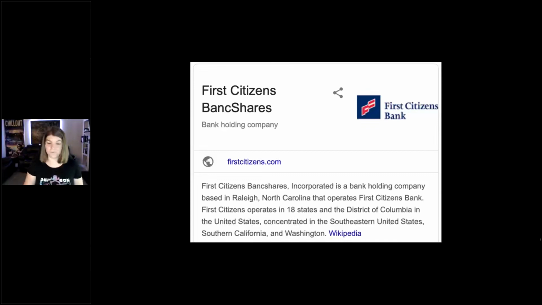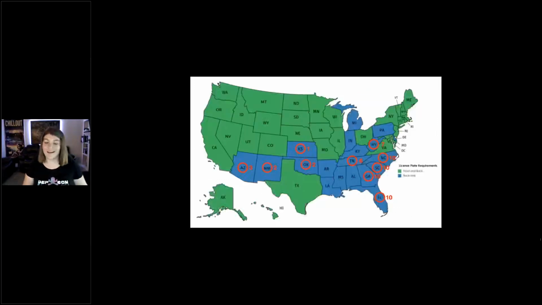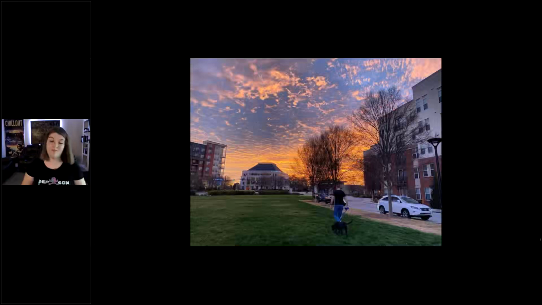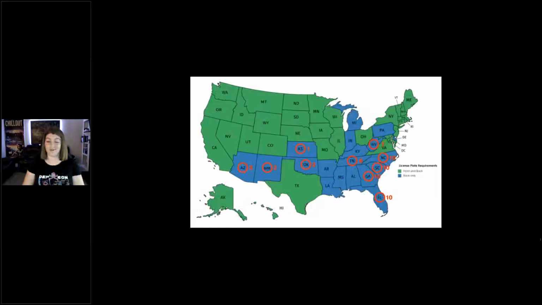From there, knowing that the cars don't have number plates on the front, as you can tell from the previous image, all those cars have no number plates on the front, I was able to narrow it down to the circled states. How I did that was I went to the website of First Citizens and looked at what states they operate in. Then I got this map and overlaid the states that they operate in versus the states that only require a back license plate.